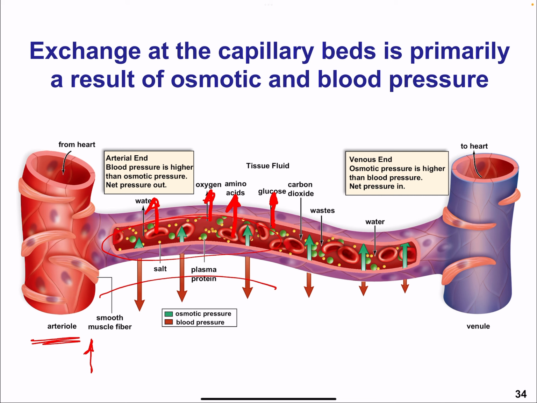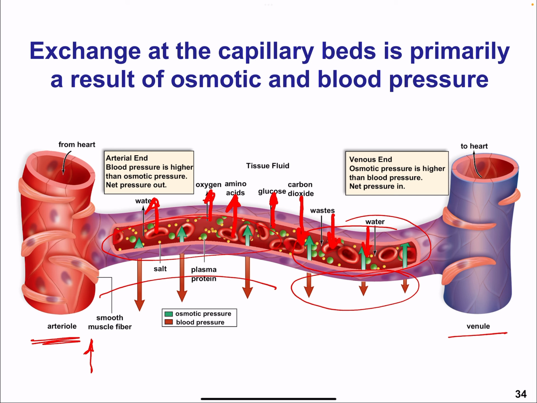So that's what is going to happen. Then when you go on the venule end, we are going to have the opposite that is going to happen. So the osmotic pressure there is going to be higher than the blood pressure. What this causes is that anything that is waste is going to filter into the blood vessel, right? So water in this end is going to come in, right? Waste is going to come in. Carbon dioxide is going to all come in. By the way, carbon dioxide is a waste, right?